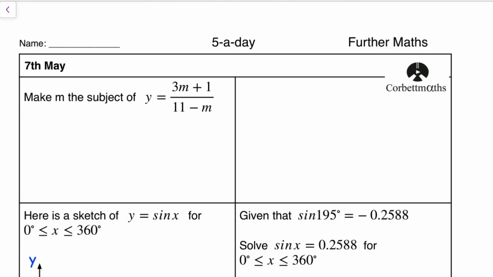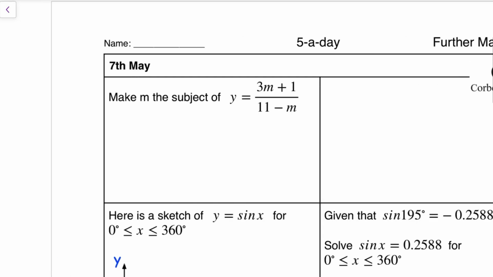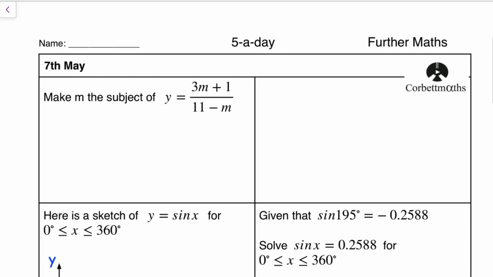This is the 7th of Maths 5 a day, so let's jump straight to the first one. We have a rearranging question: make m the subject. There are two m's, which means we have to do the technique whereby we expand, collect and then factorise. So multiply through by the denominator, which gives me y(11 - m) = 3m + 1.